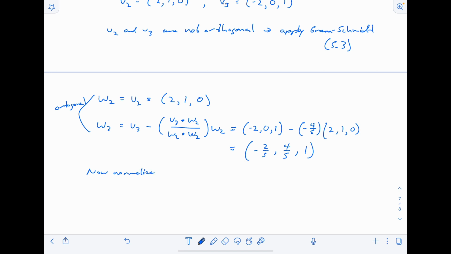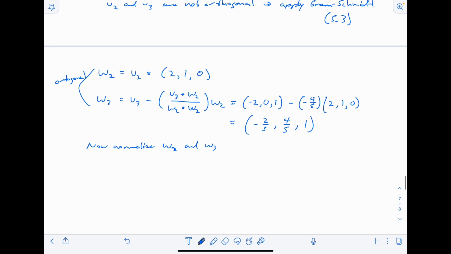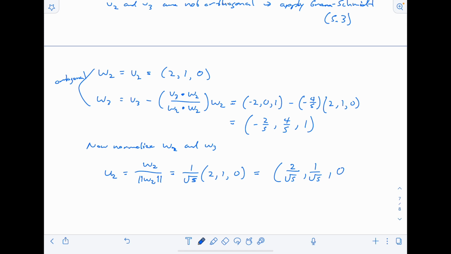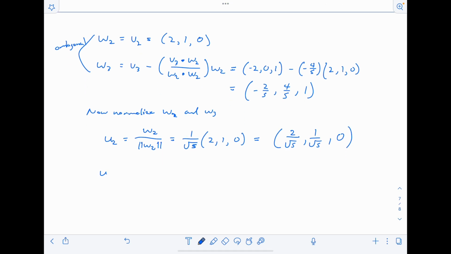So now we're going to normalize W2 and W3, and let's call those U2 and U3. For U2, normalizing, we're just going to take W2 divided by the magnitude of W2. The magnitude of W2 is the square root of 5. So I'm going to write this as 1 over the square root of 5 times (2, 1, 0). That's going to give us (2 over the square root of 5, 1 over the square root of 5, 0). And then for U3, we'll take W3 and divide that by its magnitude.